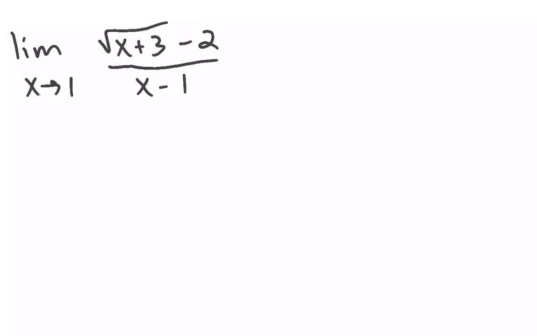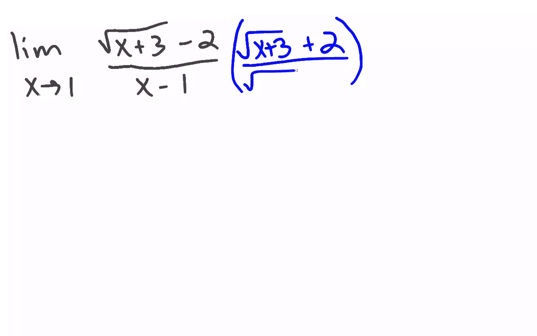So as I was saying in the video before it spazzed out on me, we got 0 over 0, which means I need to do something else. And factoring is not going to work. So when you have this square root in either the top or bottom, what you're going to do is multiply by the conjugate. The conjugate is when I change the sign in the middle of my two terms. So I'm going to make it x plus 3 plus 2 over x plus 3 plus 2.